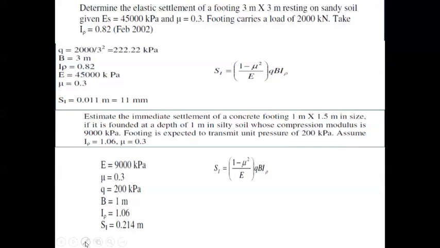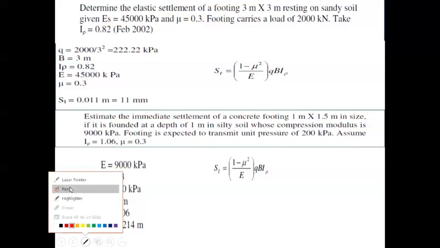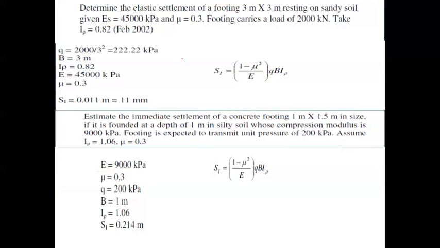So the first problem given: determine the elastic settlement of a 3 meter by 3 meter footing resting on sandy soil. Given modulus of elasticity is 45,000 kPa, mu, which is nothing but Poisson's ratio, is equal to 0.3, and the footing carries a load of 2000 kilonewton. Take influence factor IF is equal to 0.82. So these are the data given in this particular problem.